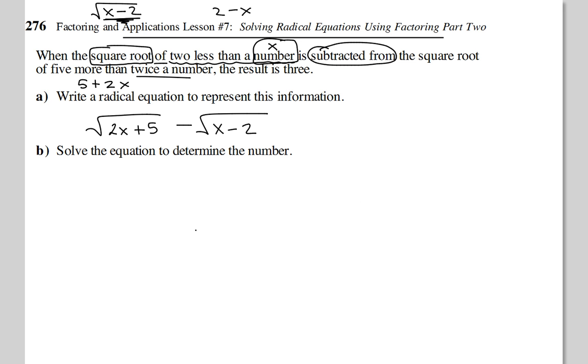Now I guess we have to solve this. Is it equal? Oh, the result is 3. So all this stuff equals 3. Now how are we going to solve this? Are we just going to square both sides? Should we just do this?